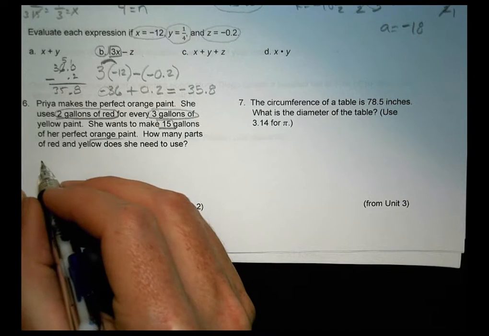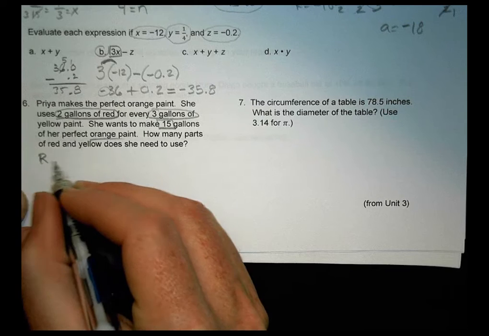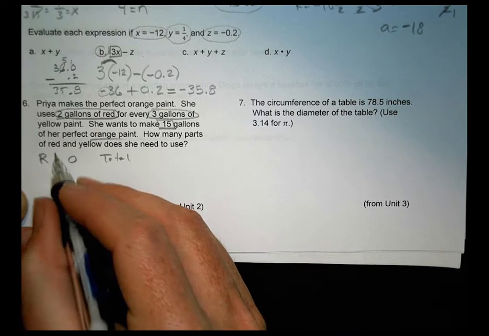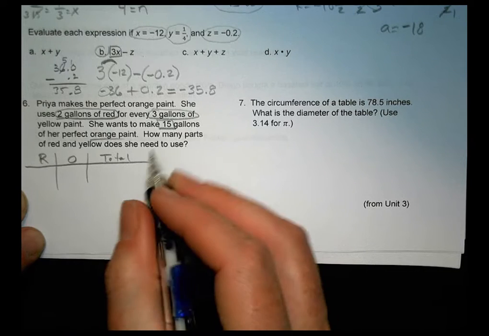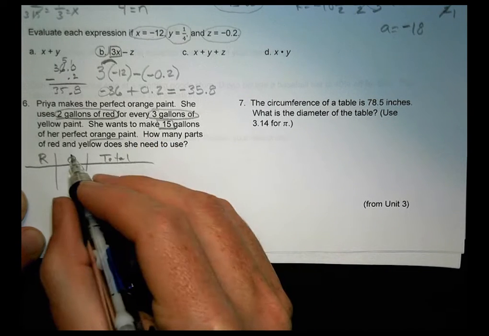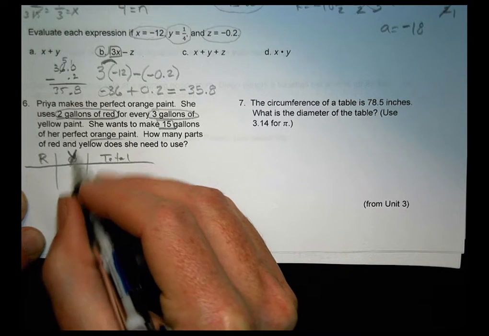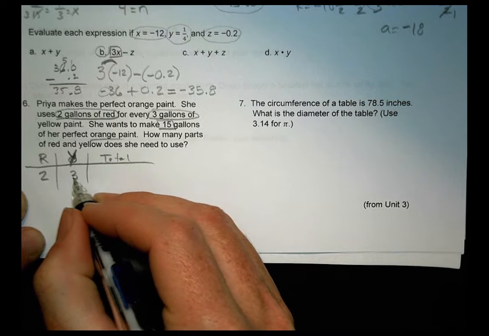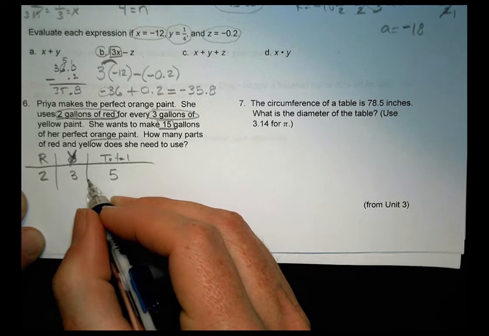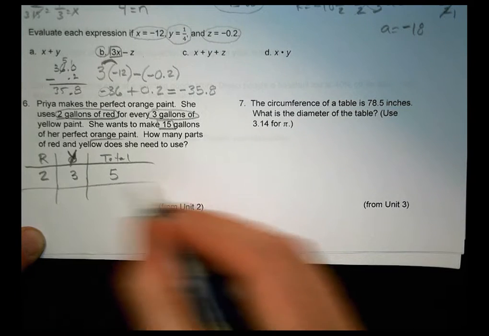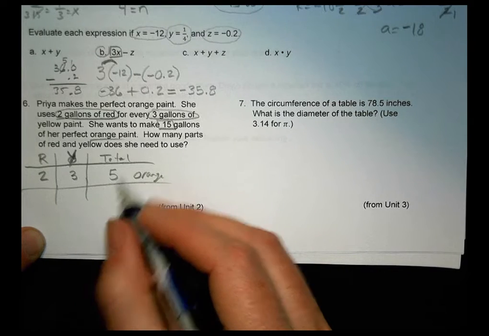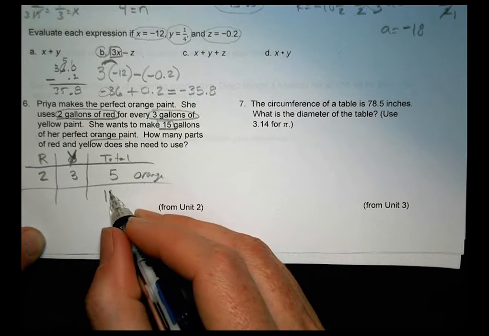So what do we know? We know that she uses red, she uses orange, and she has a total amount of paint that she produces with this recipe for paint. Oh, sorry, red and yellow. Red and yellow. So we have 2 red and we have 3 yellow, which makes a total of 5 gallons of orange. She wants to make 15 gallons. So we're going to put a 15 right here.